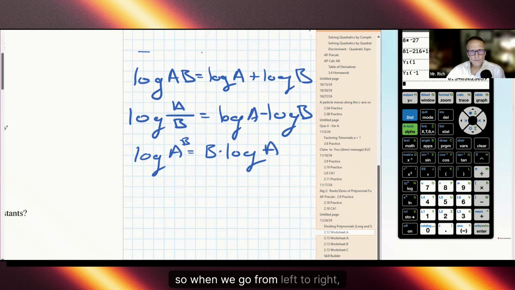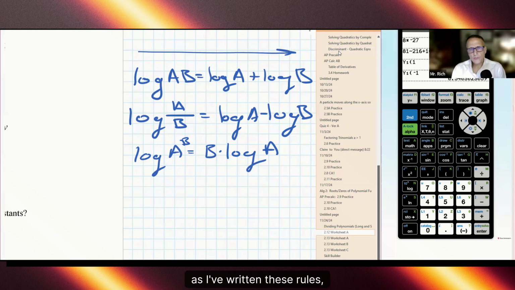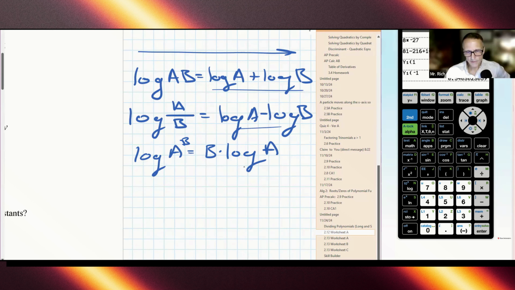So when we go from left to right, as I've written these rules, it's what we call logarithm expansion. I'm taking a singular log and expanding it into, in this case, 2 logs, but in this case, a log multiplied by a constant.